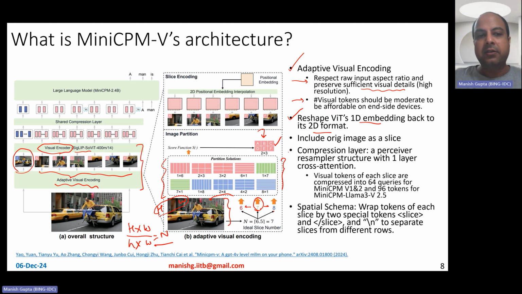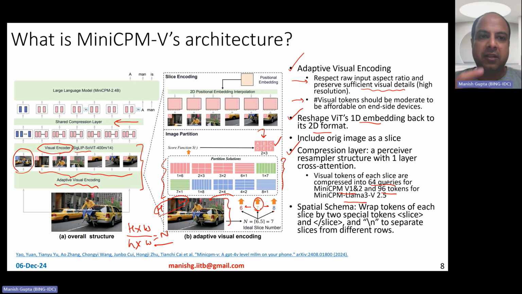So that's that. Now, further you have this shared compression layer. And what does the compression layer do? Well, it's a perceiver resampler structure. So the idea is that, depending on the number of tiles, the input image can be divided into a variable number of tokens. A variable number of tiles leads to a variable number of tokens from VIT. But we don't want too many tokens from VIT, and therefore what they do is boil it all down to 64 queries for MiniCPM V1 and V2, and 96 queries for MiniCPM V2.5, which is based on Llama 3.